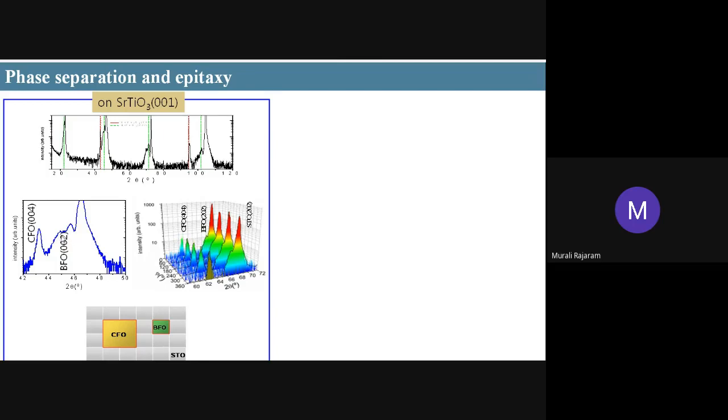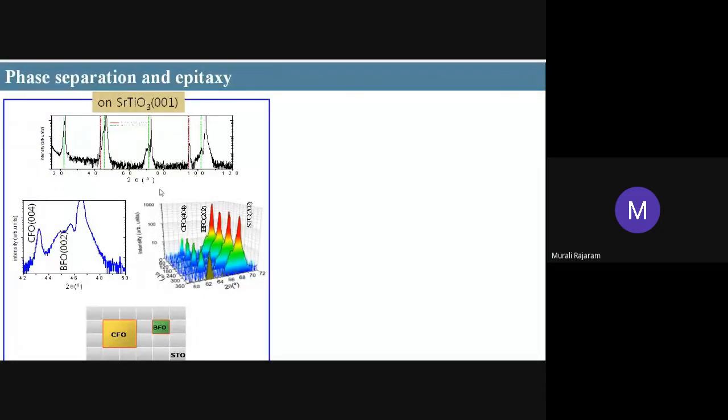This is the strained perovskite, and then the relaxed perovskite. So you have two strained regions here, perovskite and the cobalt ferrite peak. So this shows that they are all epitaxial. There is no secondary phase.